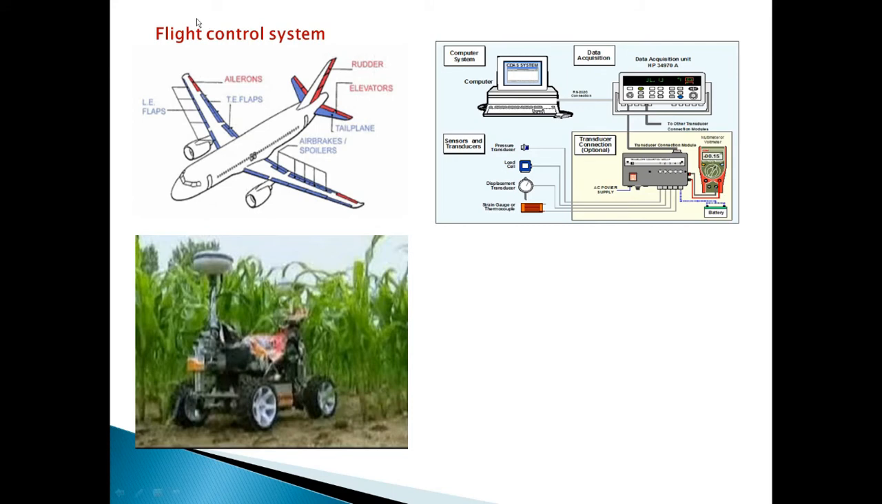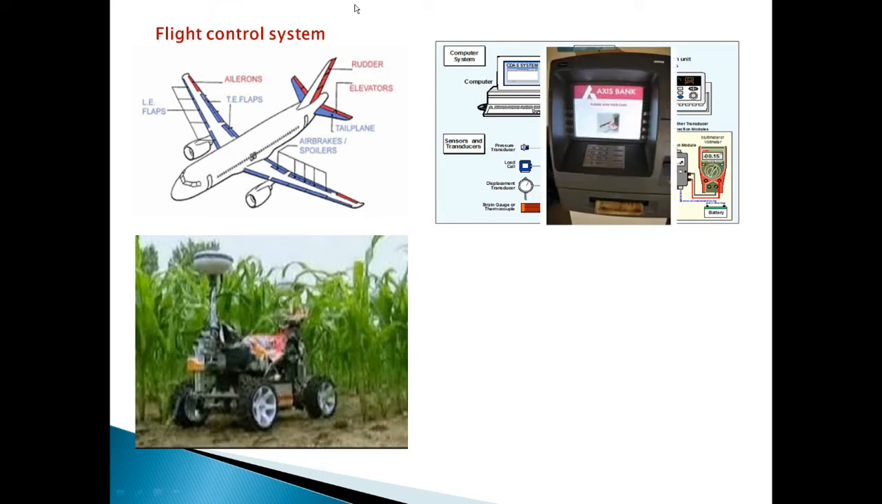Here are some examples we have represented. This is the flight control system. This is called hard real time. Another example is avionics. And this one, the data acquisition system, is for soft real time. Another example for soft real time is the ATM, where response time is not important.